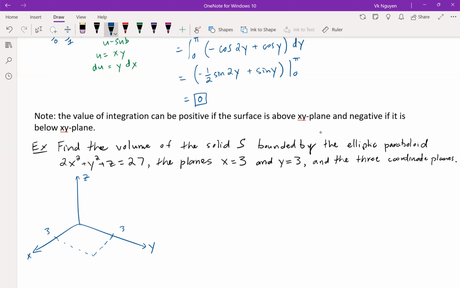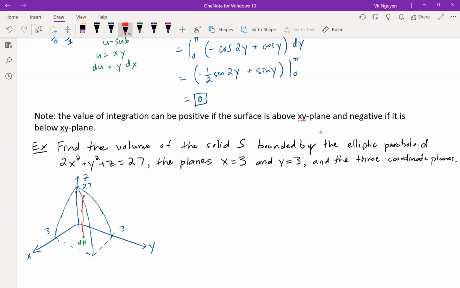So the paraboloid up here is going to be 27 because at x and y equal to 0, you get 27. This is an elliptic paraboloid. You know what a paraboloid looks like, right? So it does look something like this. Base right here, that is the dA, and then you go up here. You go up somewhere. That is the surface there.